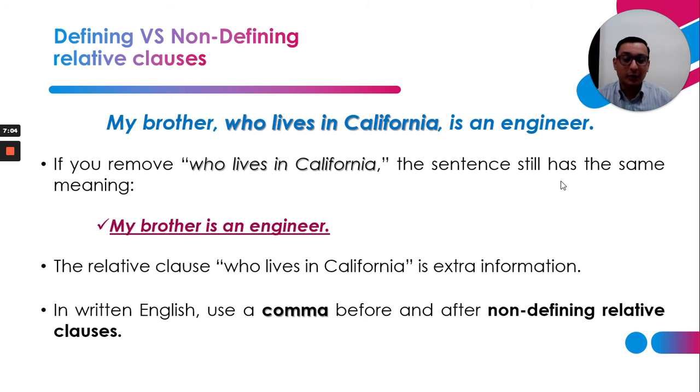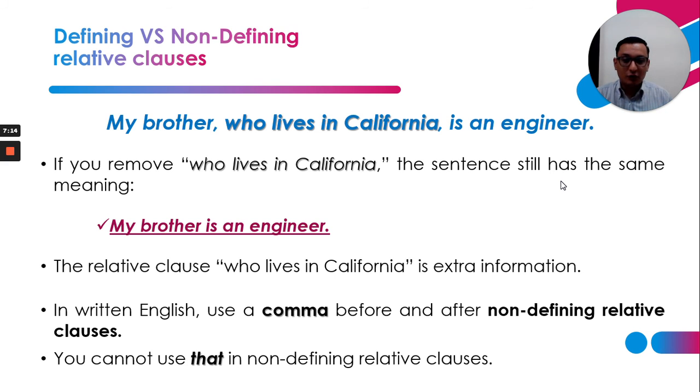Now, very important. Whenever you have non-defining clauses, when the information is extra, you need to write them between commas. Don't forget about that part. And don't forget that using that is not permitted in non-defining relative clauses. So if you see a clause with commas, like who lives in California, remember, we never use that. Between commas, never that. I think that is a good way to remember.